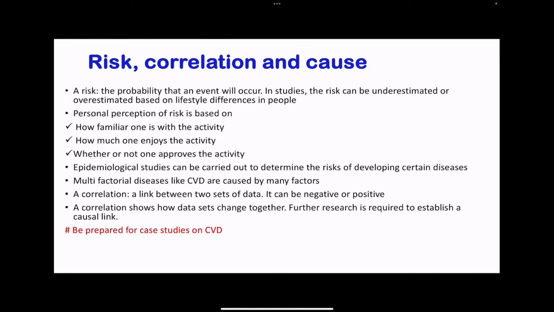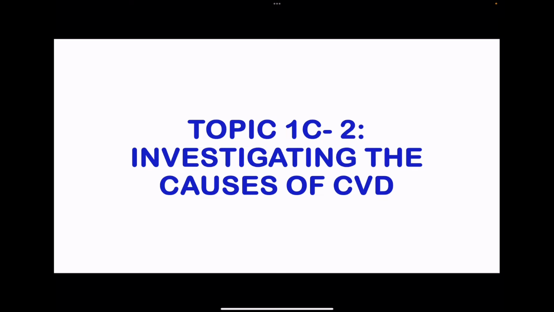Also, we need to know that some diseases are multifactorial, like cardiovascular disease, of course, caused by many factors. A correlation is a link between two sets of data, and it can be positive or negative. Also, a correlation can show how data changes. Further studies can be required to see if there is a causal link between the two data sets. In topic 1C2, we're going to look at investigating the causes of CVD.